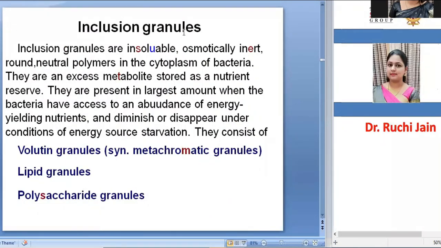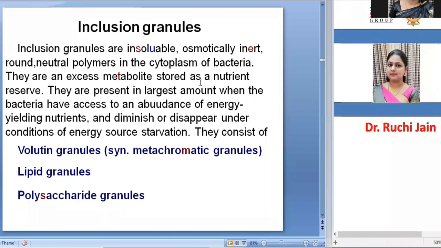inclusion granules. Inclusion granules are also present in the cytoplasm. They are insoluble in nature, and they are osmotically inert, round, neutral polymers in the cytoplasm of bacteria. They are an excess metabolite stored as a nutrient reserve. So what is the purpose of inclusion granules present in the bacteria? They are to store energy nutrients inside the bacteria. Whenever they require energy, then inclusion granules will provide energy to the bacteria.